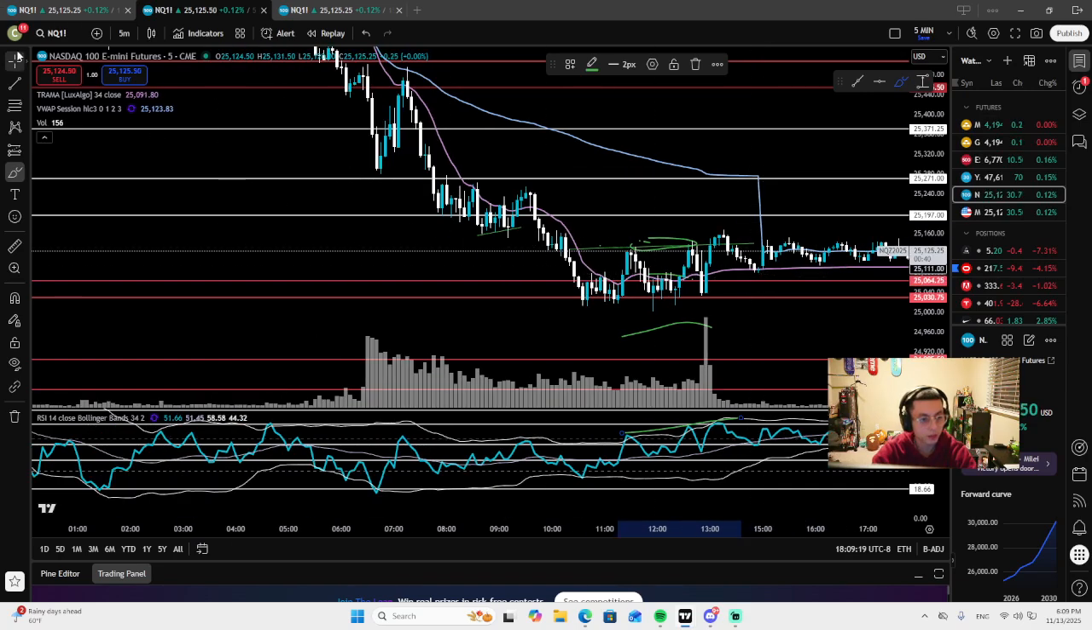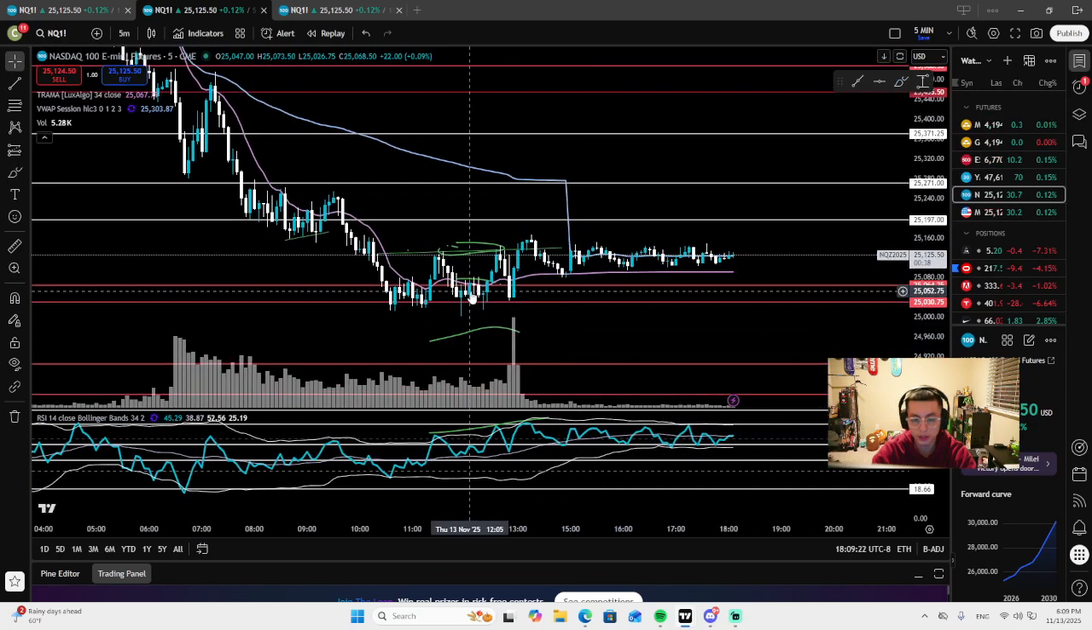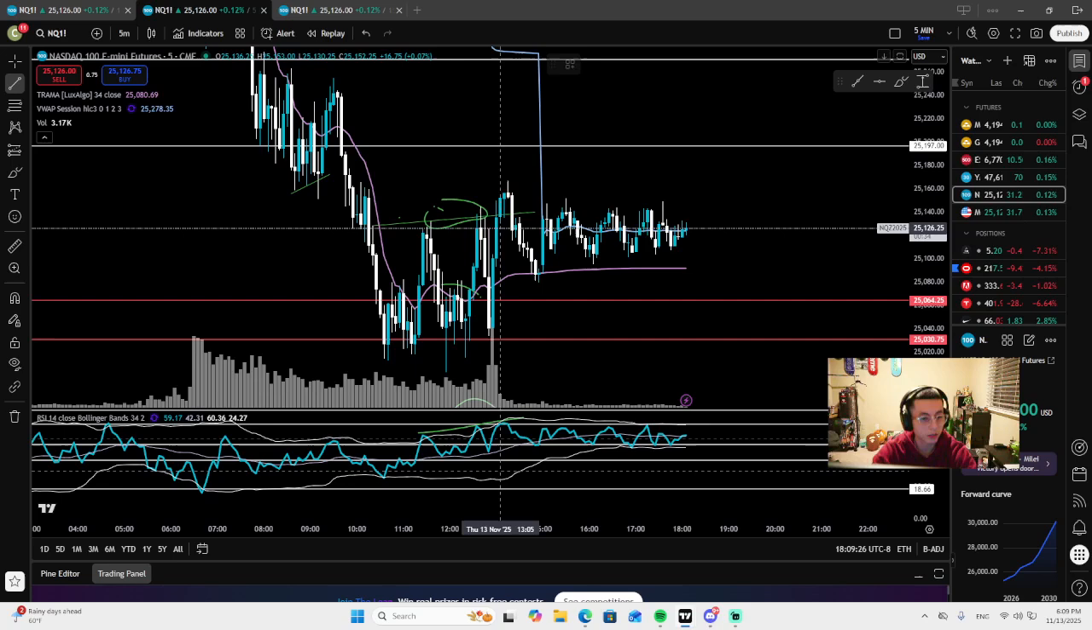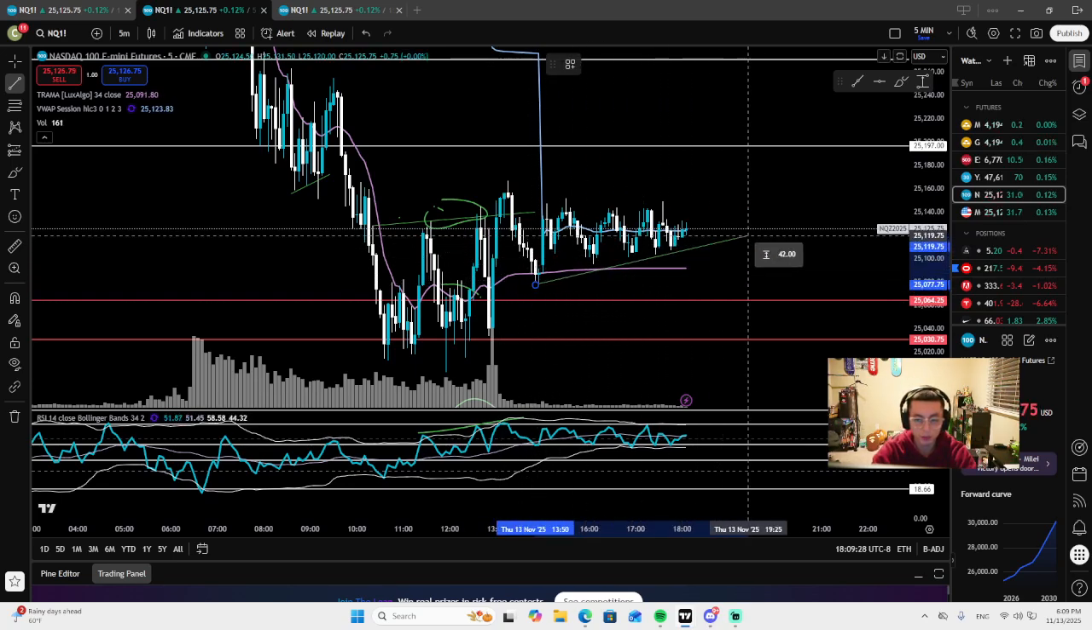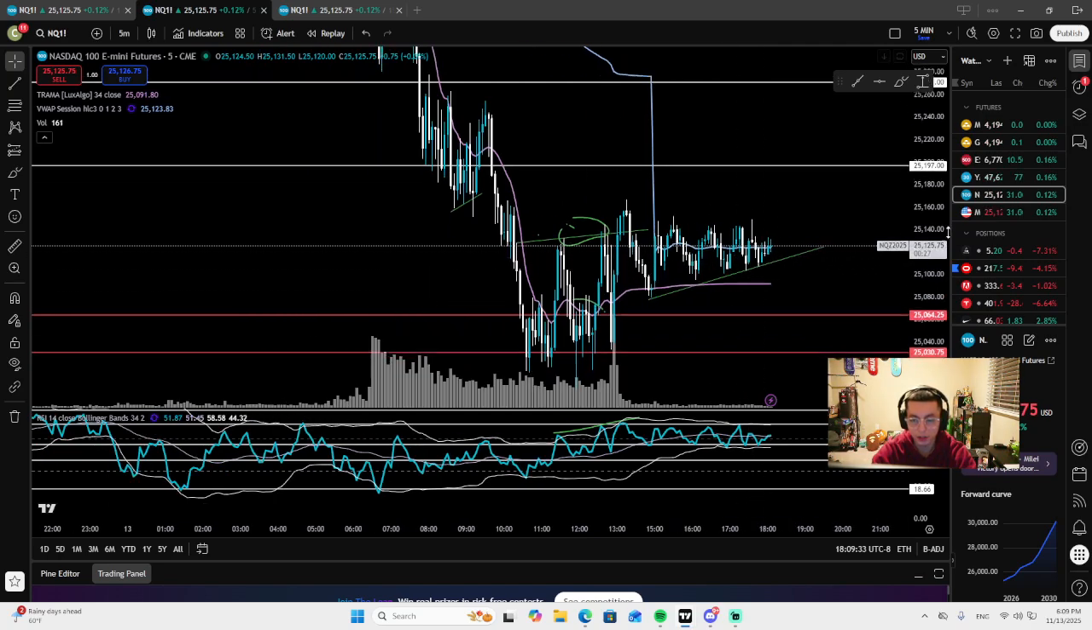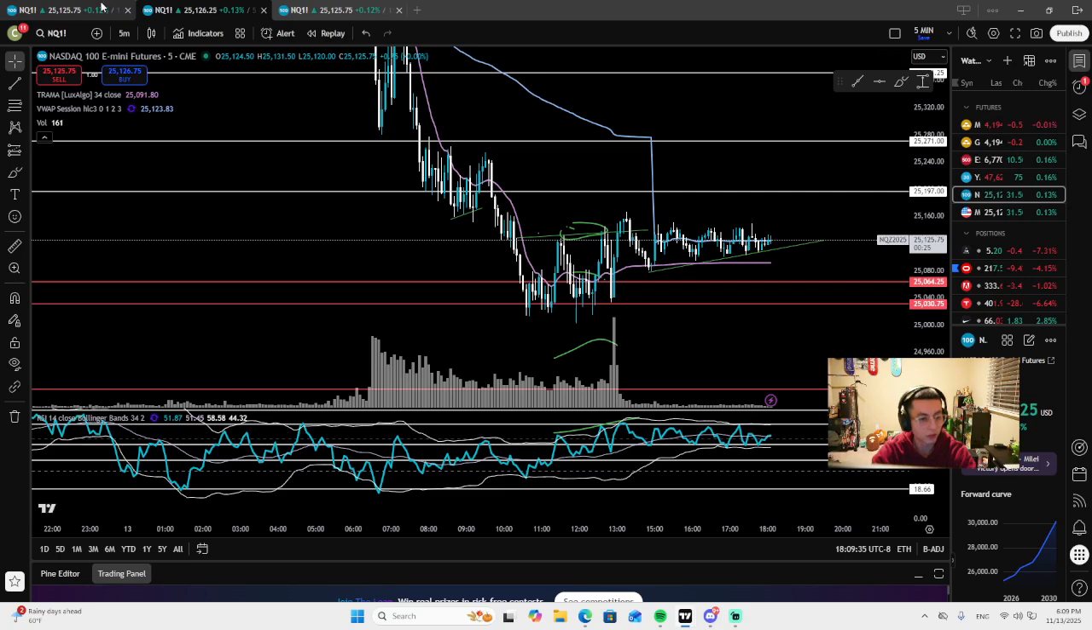And we've basically been holding 5 minute TRAMA for now since then. So we're basically just in this pennant for now that we were talking about before we started this call. So we haven't necessarily broken under, but we're not seeing a breakout either. So we're just kind of waiting to see what happens. And now let's look at our 1 minute and see how we would use TRAMA on the 1 minute.